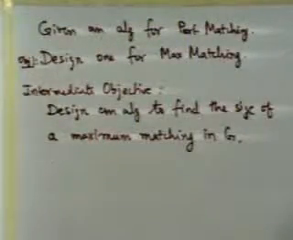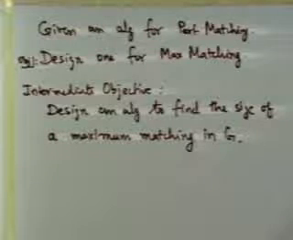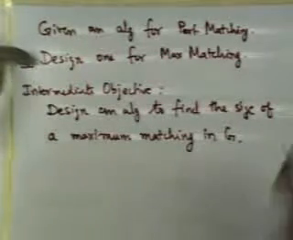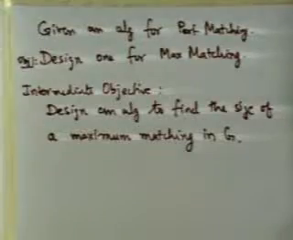But let's go back now. The objective we had was to find this perfect matching, right? So here, now I have fulfilled this intermediate objective. I can design an algorithm to find the size of a maximum matching. I want to actually find the edges in this maximum matching. How do I do this?